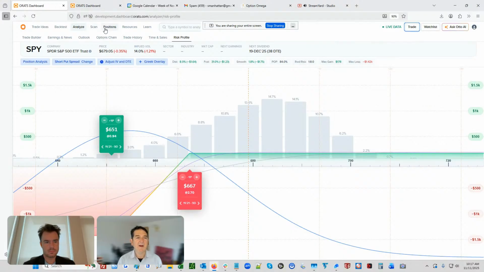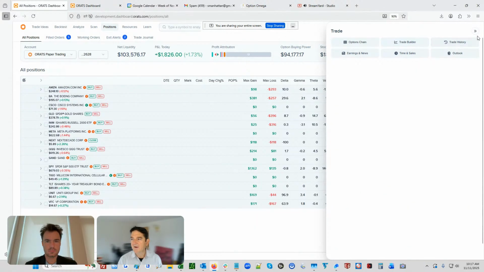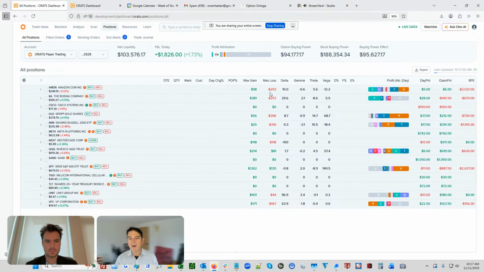Like, I have all these positions on in my paper trading account, and I can see my max gain and max loss. This is actually pretty good. You can kind of see that. Okay, I'm long gamma, so I have some protection on the downside here. We'll talk about that in a second.